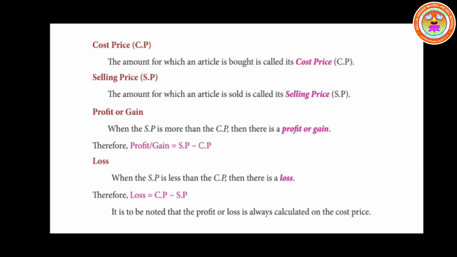Next, loss. When the selling price is less than the cost price. For example, the same apple you bought for 100 rupees, you sold it for 80 rupees, which is less than your cost price. Then you have lost 20 rupees. So when the selling price is less than the cost price, there is a loss. Therefore, loss equals cost price minus selling price, that is CP minus SP. It is to be noted that profit or loss is always calculated on the cost price. Based on the cost price only, you can find out whether it is a gain or a loss.